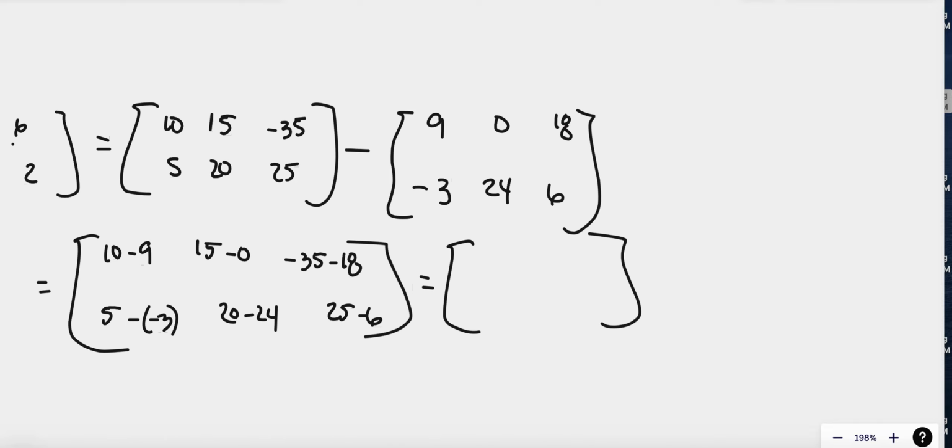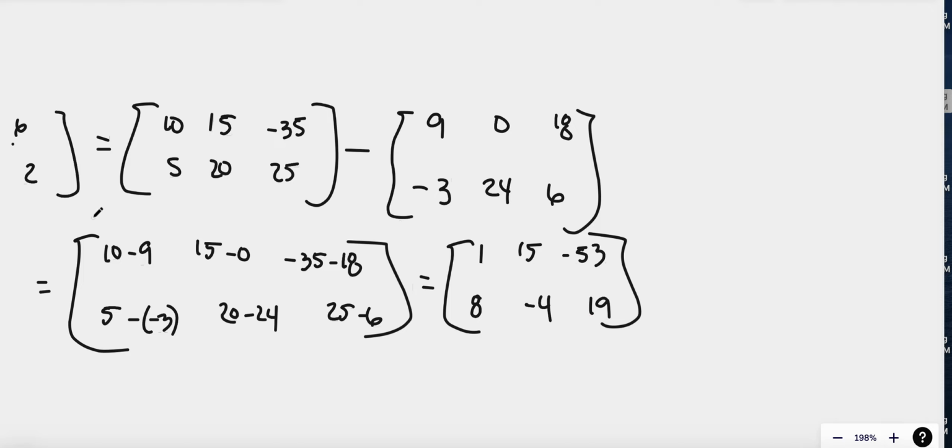Okay, so we have 10 minus 9 is 1. 15 minus 0 is 15. -35 minus 18 is -53. 5 minus -3, that's actually 5 plus 3, which is 8. 20 minus 24 is -4, and 25 minus 6 is 19. And here we have our answer.